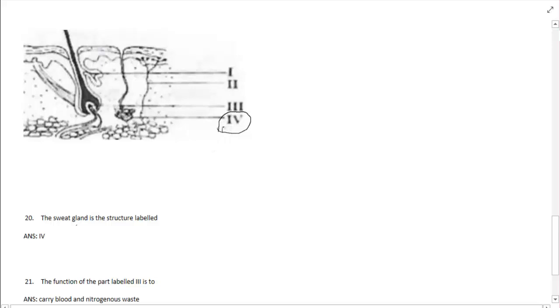The sweat gland is a structure labeled what? IV. Now, the sweat gland is an opening through the skin through which sweat reaches the skin surface. It is located in the part labeled IV.